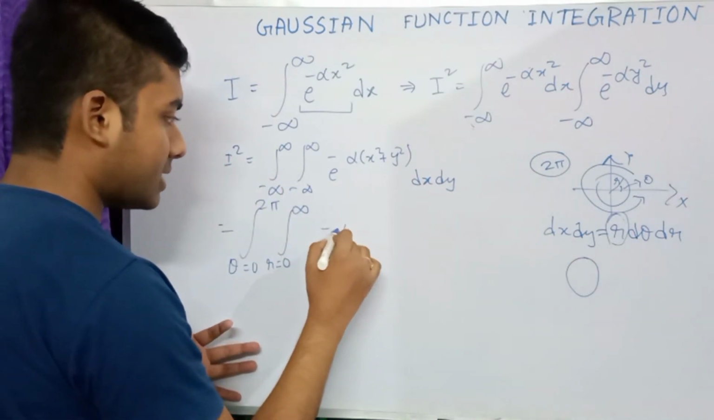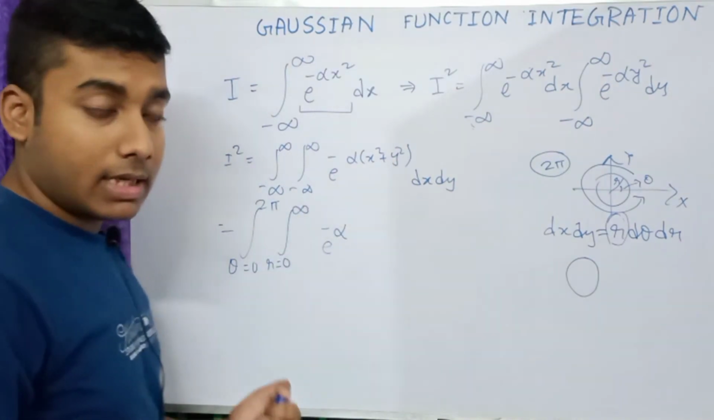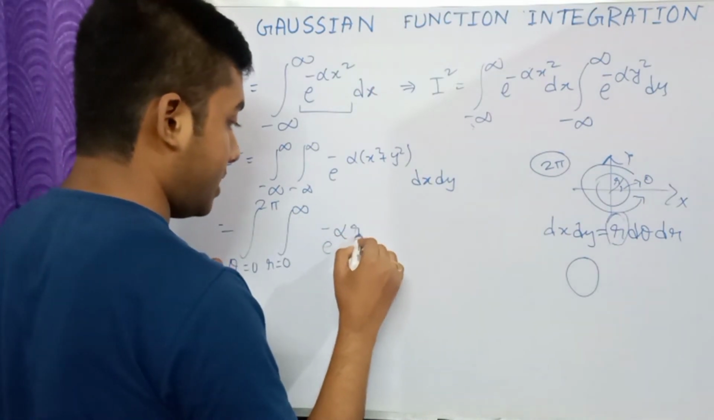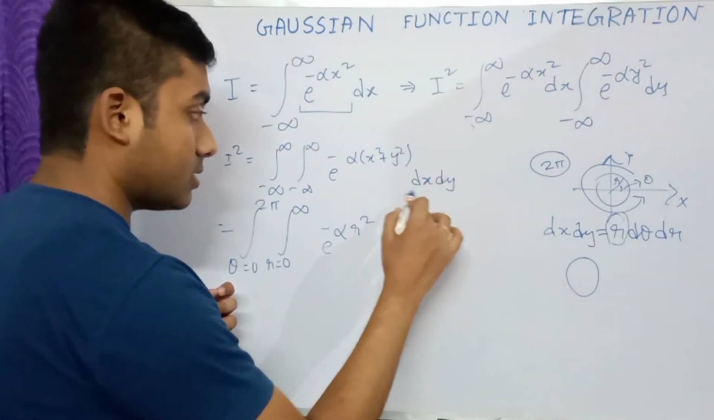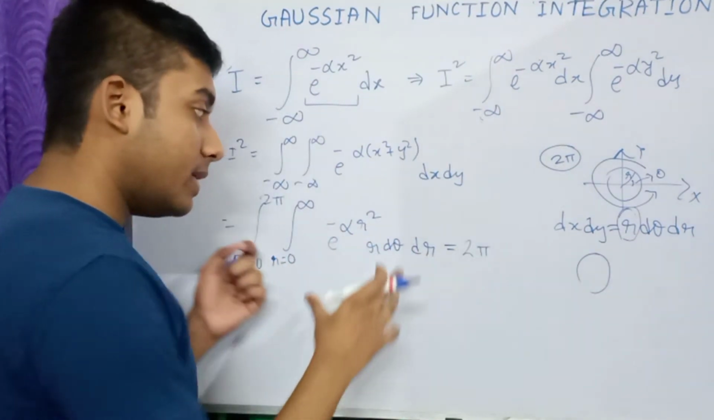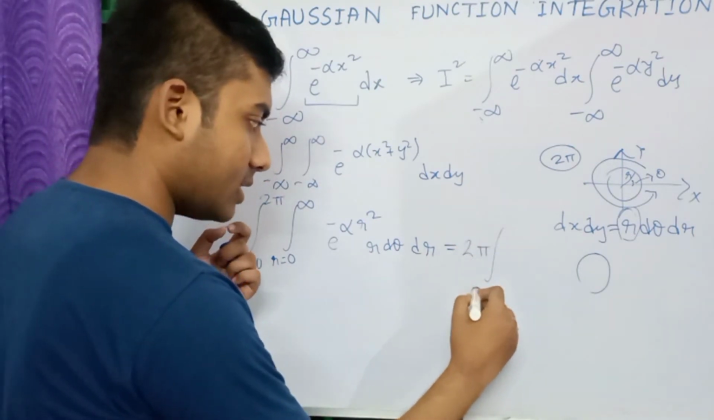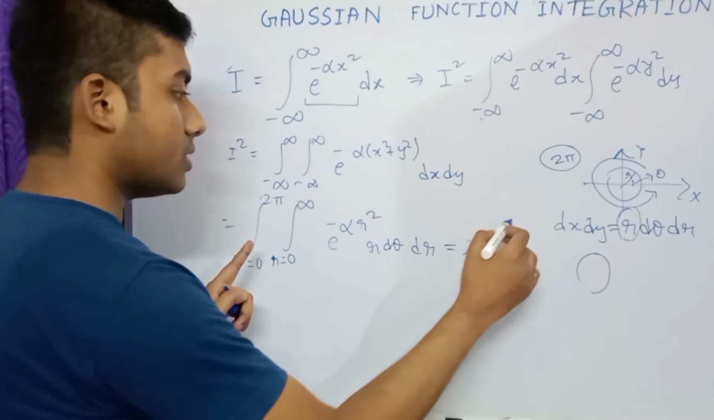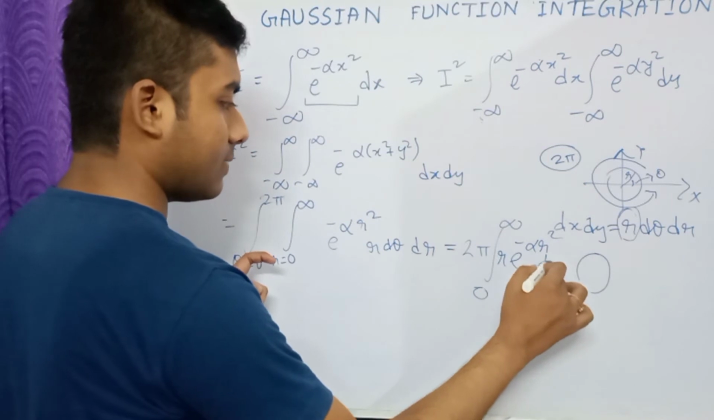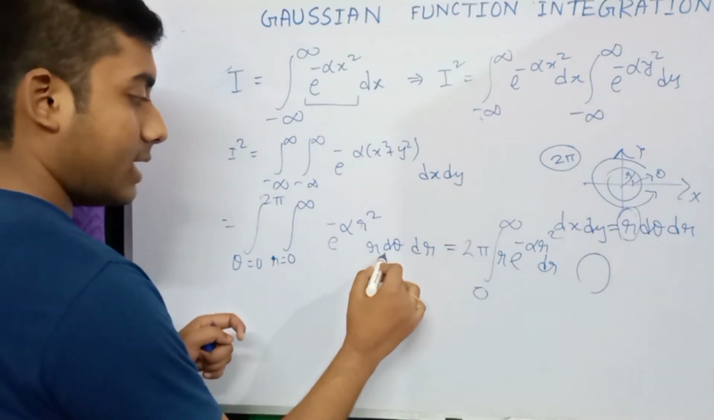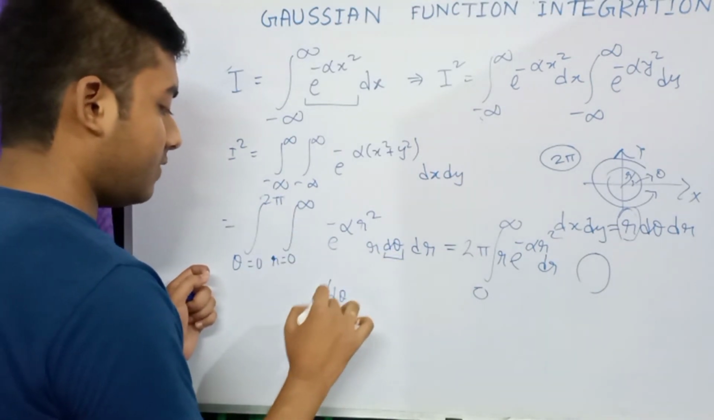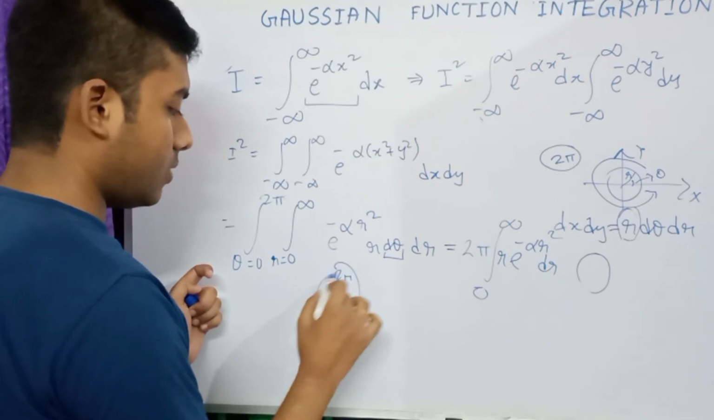So this will be e to the power minus alpha into x square plus y square. Now in plane polar coordinates, we know that x square plus y square is what? r square, right? So alpha r square, and this will be r d theta dr. So this integration will be 2 pi into the integration from r equals to 0 to infinity of e to the power minus alpha r square r dr. As here there is only one term in theta, that is d theta, the integration of d theta over 0 to 2 pi will be equal to 2 pi.